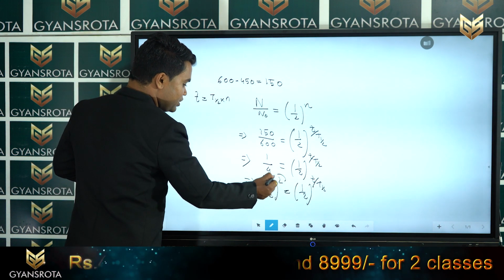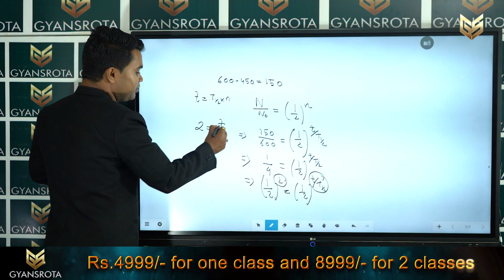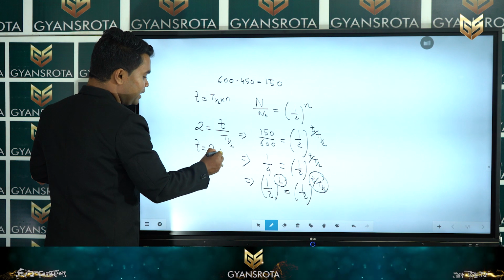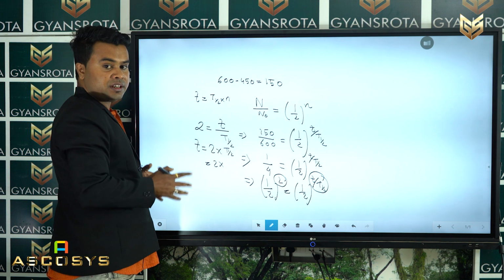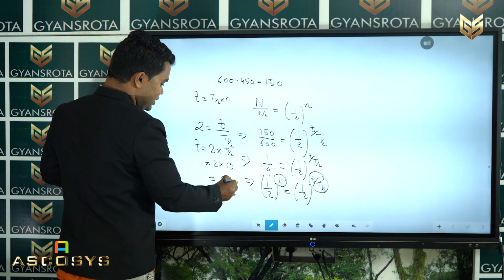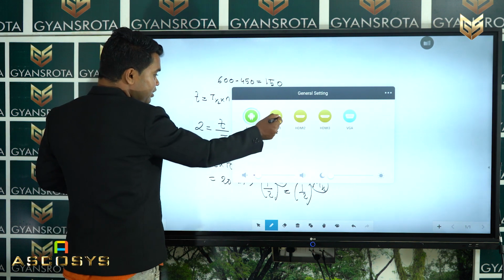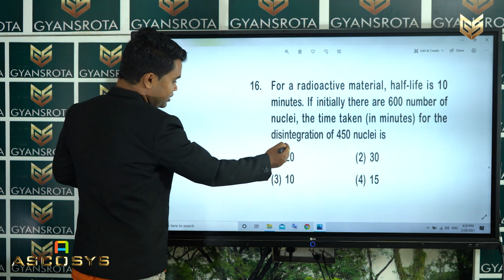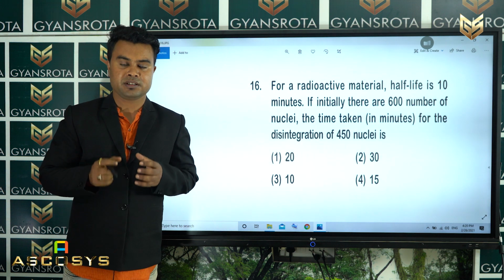Now both are the same, so the powers will be equated. So 2 will be equal to T divided by T half. Now total time T is equal to 2 multiplied with T half, and T half is given in the question as how much? 10 minutes, right? So 2 into 10, the answer is 20 minutes. So if you go to the options, your right answer will be 20 minutes, which is this. Now let us move to the next question, that is question number 17.